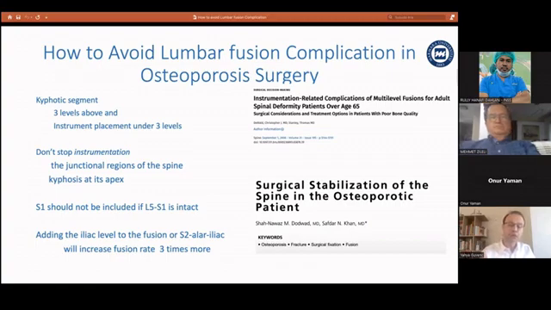And when we use these instrumentations, we are careful and we have some strategy. For example, in kyphotic segments, we use 3 levels above and 3 levels below the fracture levels, and we don't stop instrumentation in the junctional area, and kyphosis is the apex. And if S1 shouldn't be included, L5-S1 is intact. So if we must go to S1, we put an interbody graft between L5 and S1, and sometimes we add iliac screws and sometimes S2 screws, because we know if we go to the iliac and S2, the fusion rate is 3 times more than the other parts in osteoporosis patients.